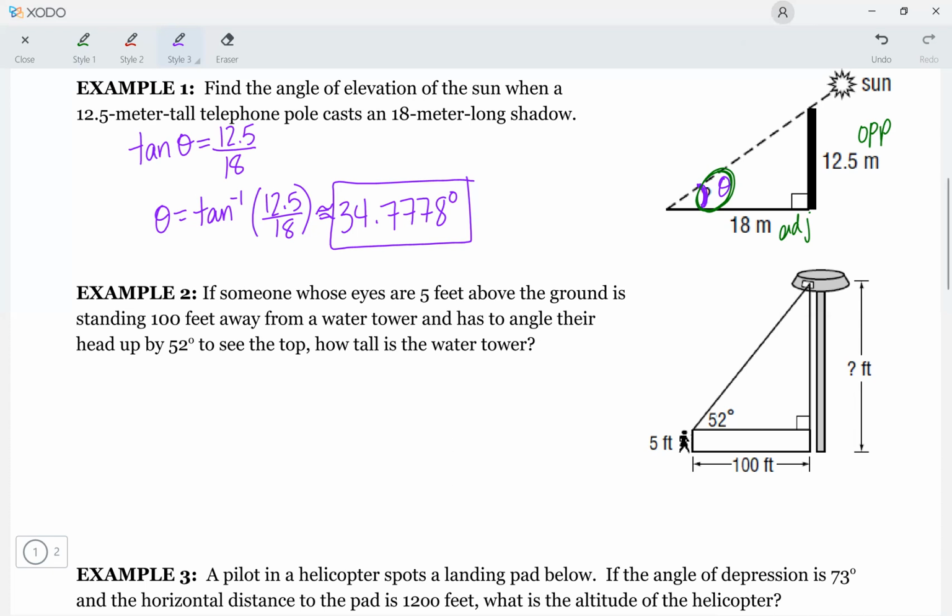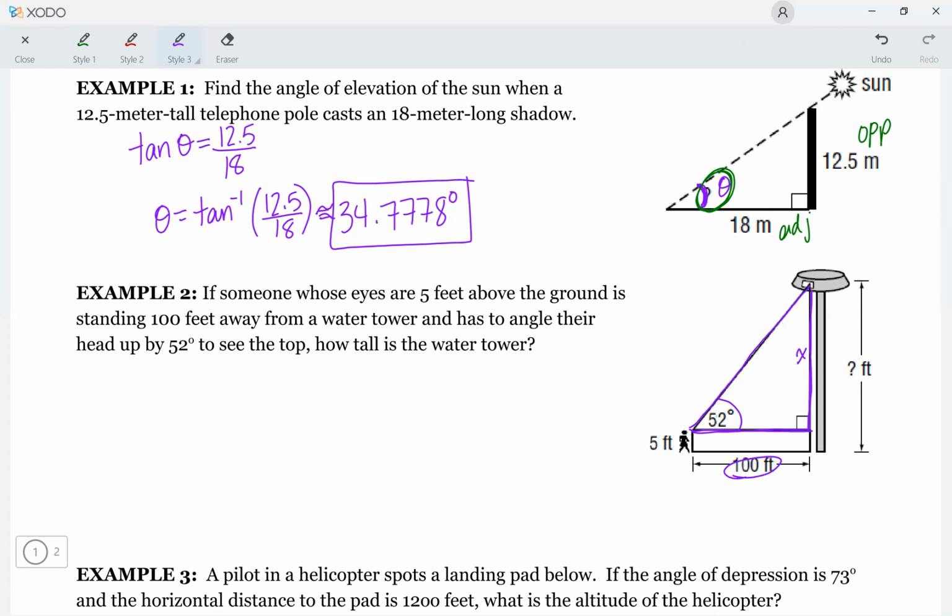So we've got the triangle that's made with the line of sight and the distance away from the water tower. But the height of our triangle, you'll notice, doesn't take up the entire height of the water tower. But we are going to start with this triangle because I know the angle of elevation, 52 degrees. We know the base is still that 100 feet. And we can find the height of that triangle.